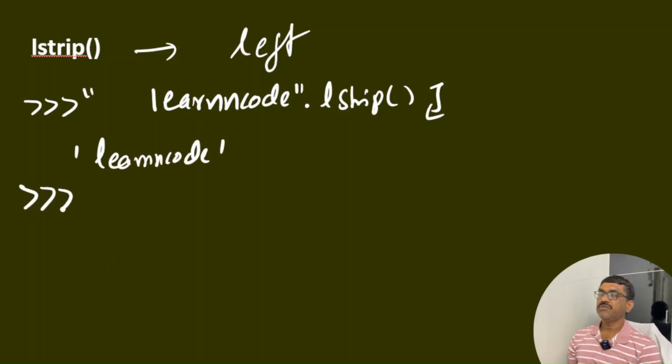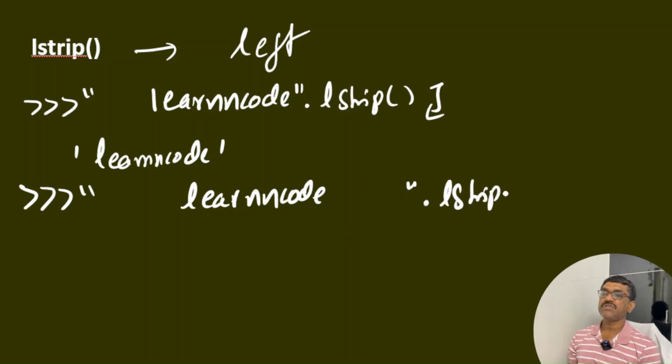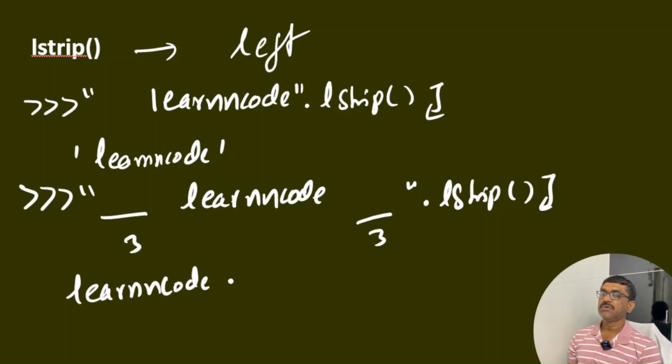Now, observe another example: 3 spaces, LearnNCode, and I'm giving leading 3 spaces, at the same time trailing white spaces, dot, and I'm going to apply lstrip. In this case, what happened? Only these 3 leading spaces will be removed. These 3 trailing spaces will not be removed. Now, what are you going to get? The output you are going to get is learn and code, then the spaces, in single quotes. This is the output we are going to get.